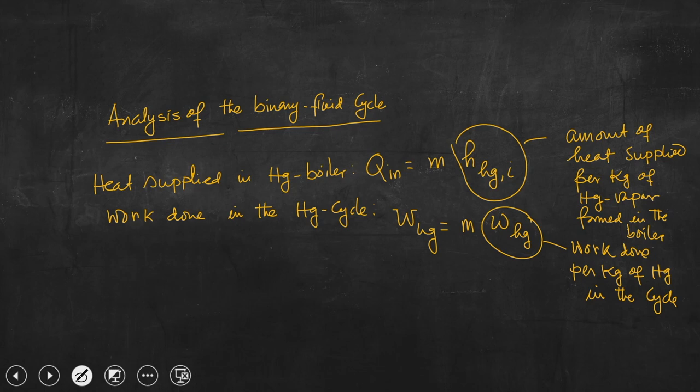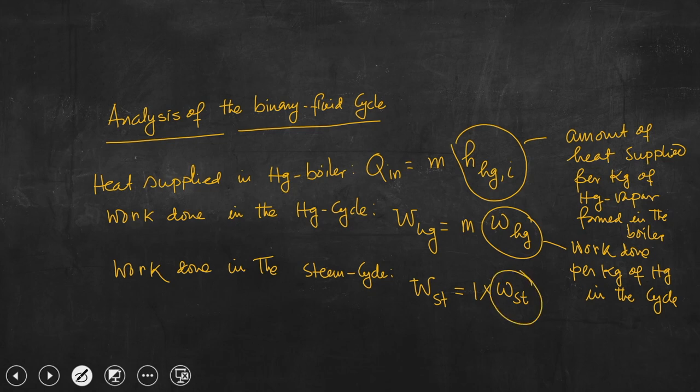Next is, what is the work done in the steam cycle? I'm not going to write steam water cycle, rather steam cycle. So this is W steam, which will be equal to 1 into WST, because we have assumed that for 1 kg of steam generation we need to supply m kg of mercury. And this WST is work done per kg of steam in the steam cycle.